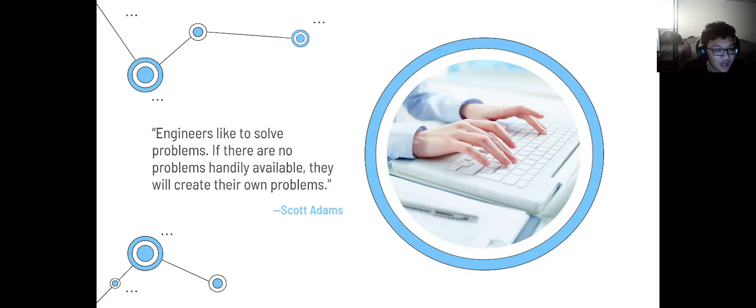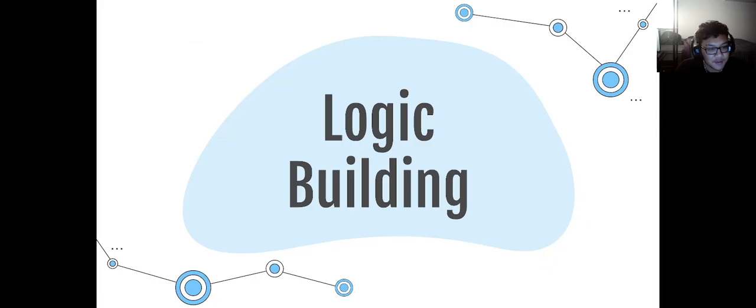This is a quote from Scott Adams. Engineers like to solve problems. If there are no problems handily available, they will create their own problems. Well, for me, I didn't really know why I wanted to start on this project, but once I started thinking about how every day it's hard for me to get to class and commute because I have health issues, then I decided that I wanted to do something, and then it related to a humidity sensor.